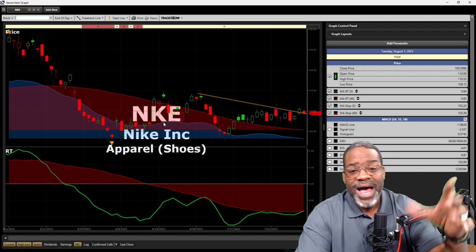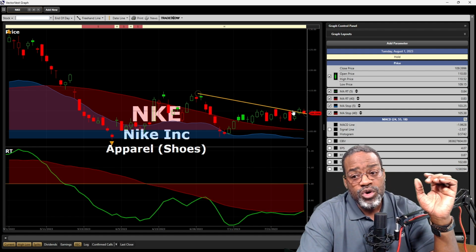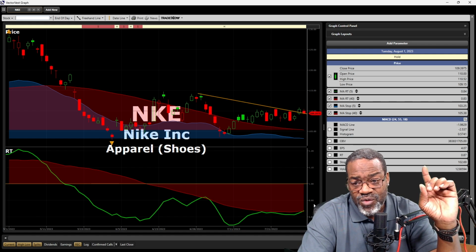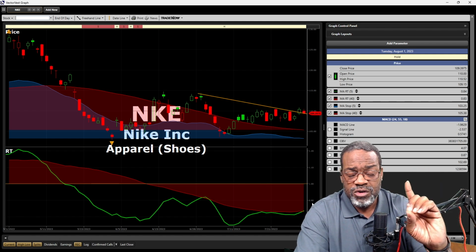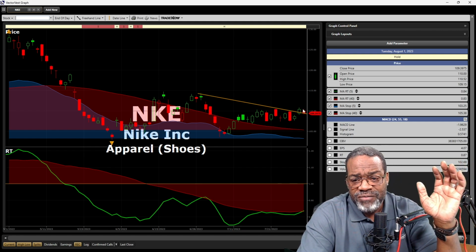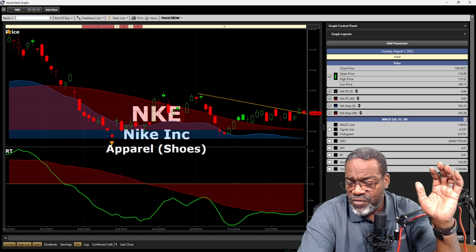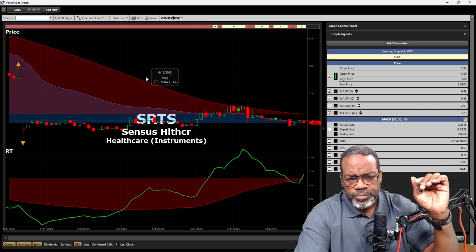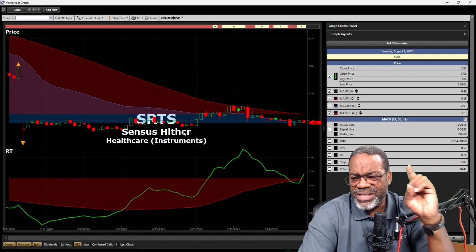Another low trough stock, Nike, in a downtrend, broke above, now testing it as a trend line. The 5 is going above the 40. Good early entry for those more aggressive. If you're looking for more confirmation, let's stay above the trend line and let's watch the 5 and the 40 on the stop price. And this is not a low trough stock, but this is a healthcare instrument.